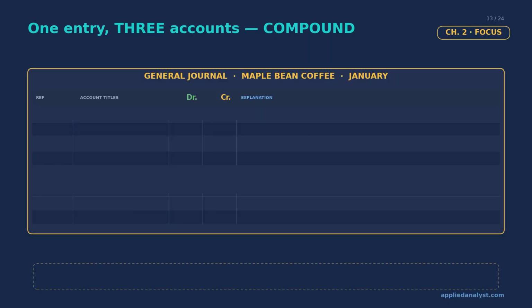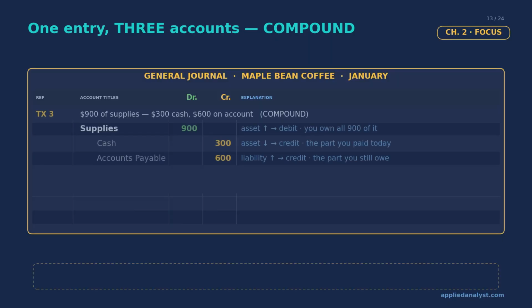One example, because one word here needs it. Transaction 3, the compound one. 900 of supplies, 300 in cash, 600 on account. Supplies up 900, debit.